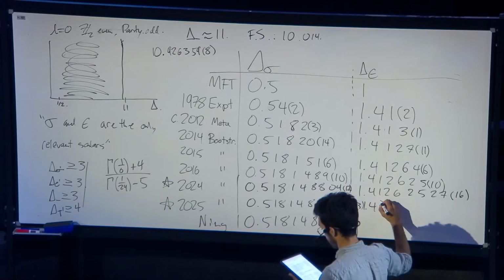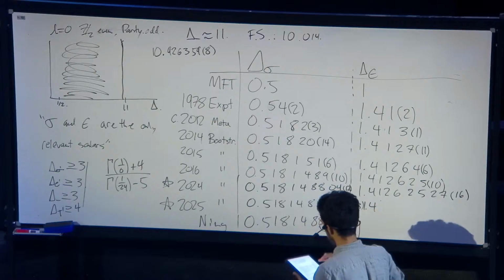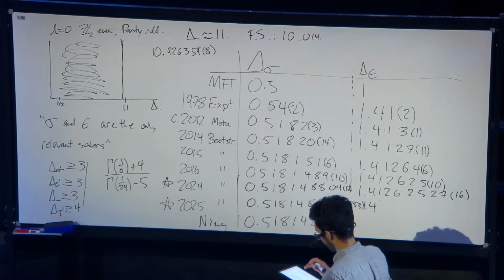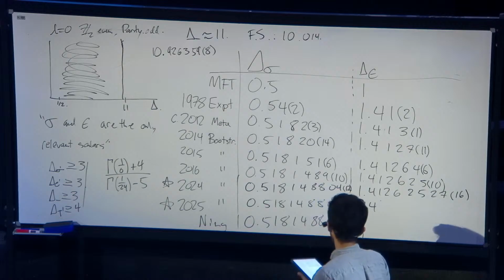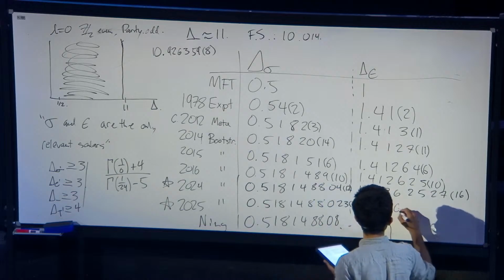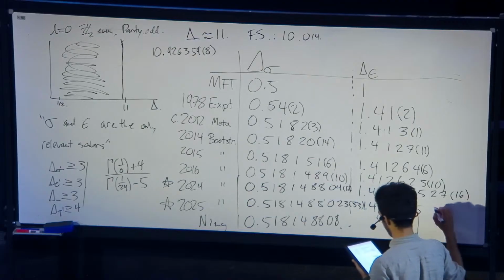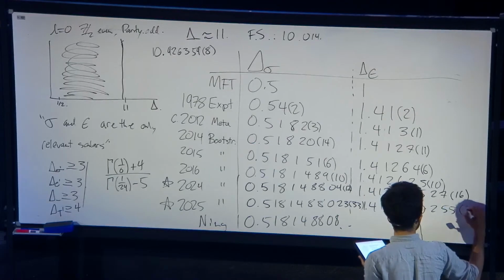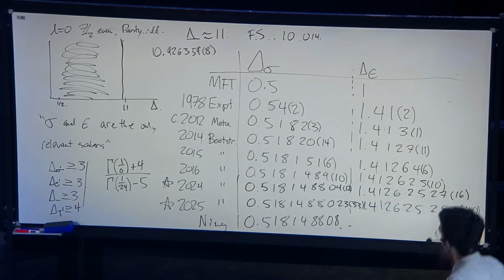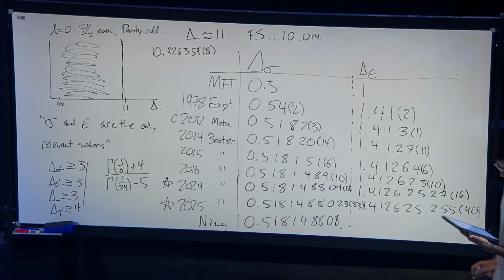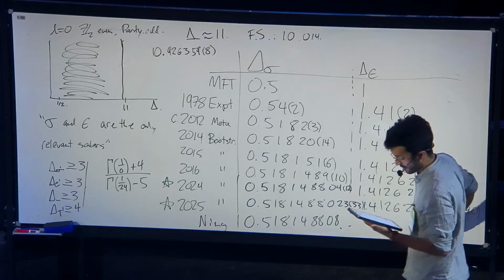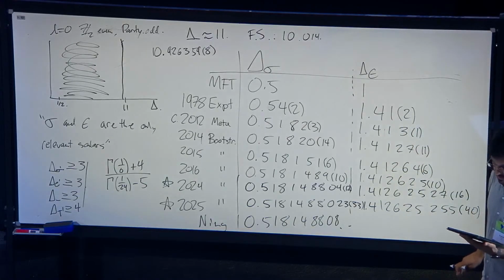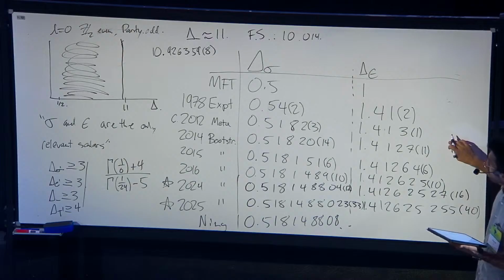1.4. I think the first two will stay the same. 2625. 25540. Okay. And well, now that I've written this out, let's do some bookkeeping.